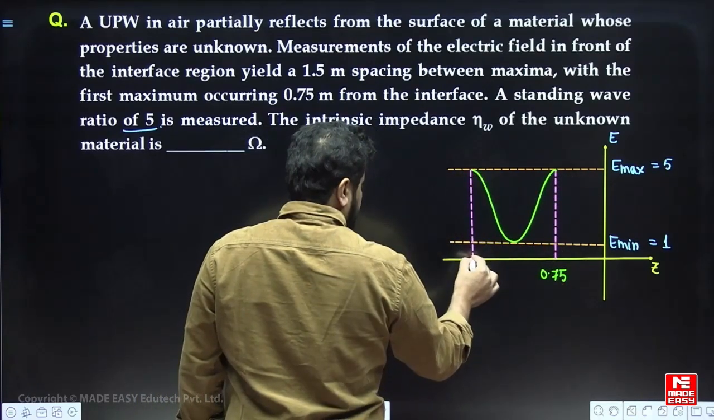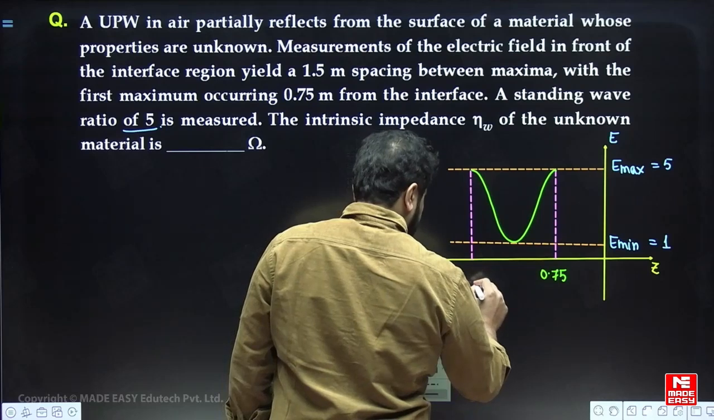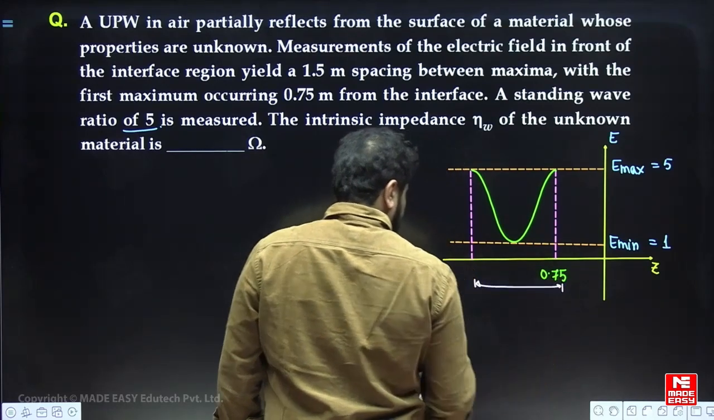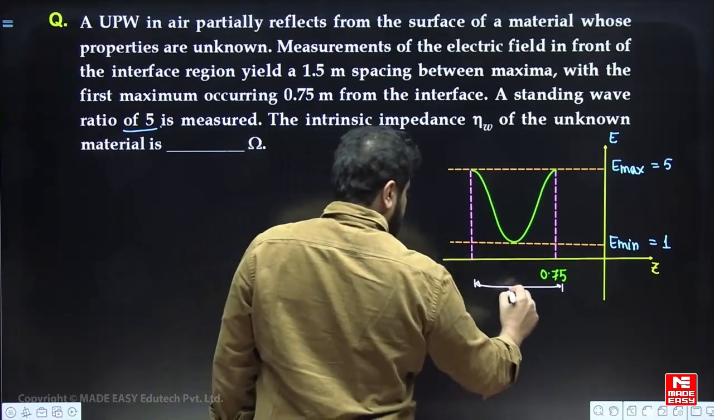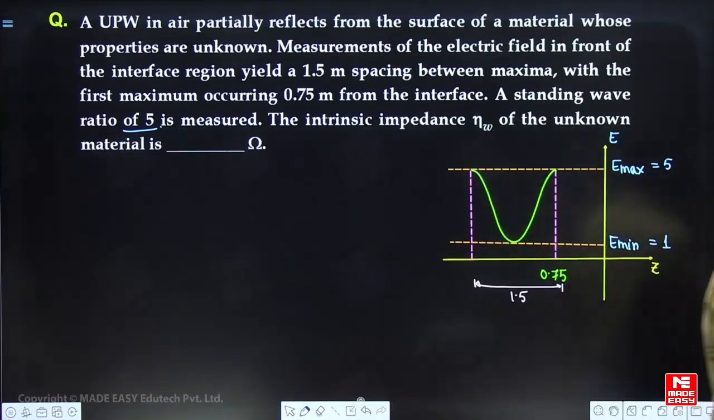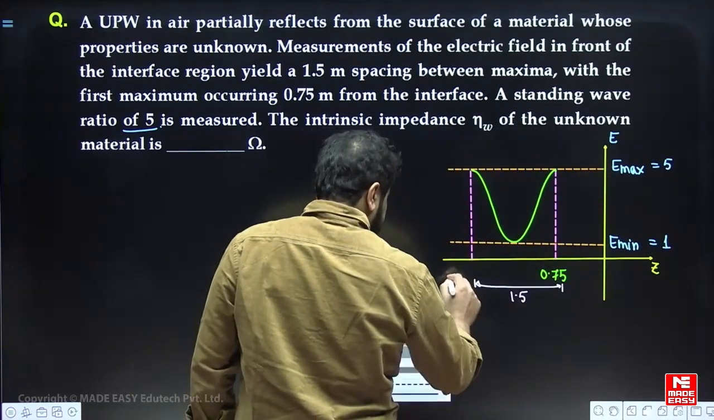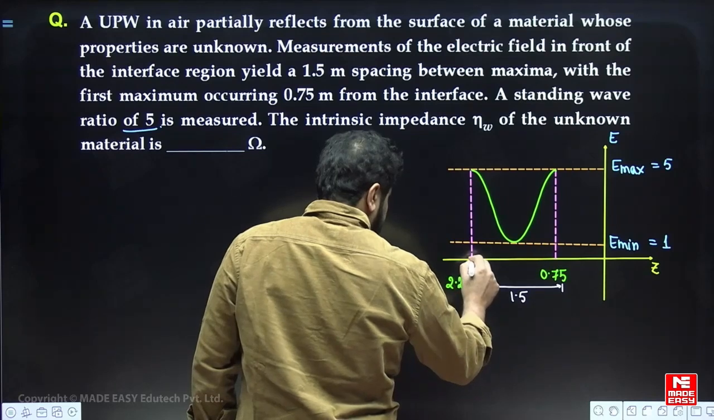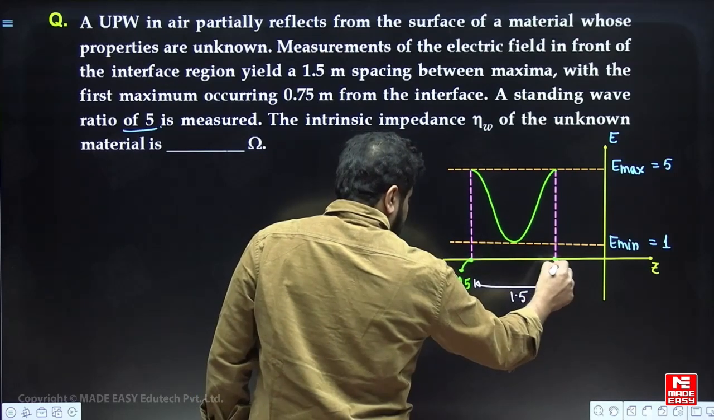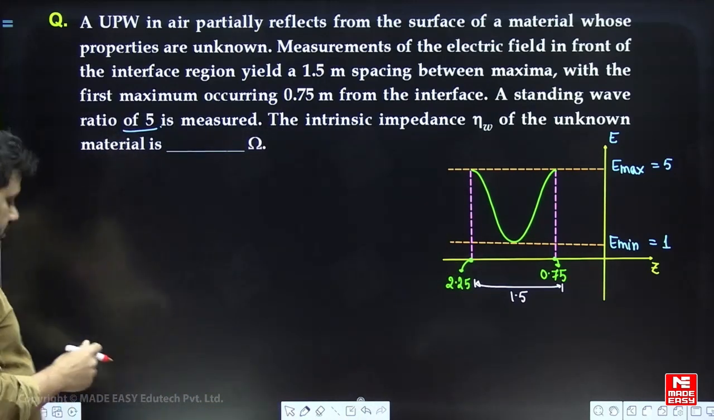And if I draw this point, what they have mentioned in the question is that the distance between these two is 1.5 meter. So it is given as 1.5. If I add 1.5 to 0.75, this value will be 2.25. So this value is 2.25 and this value is 0.75. If you read the question and try to make the diagram, this is what you are going to get.